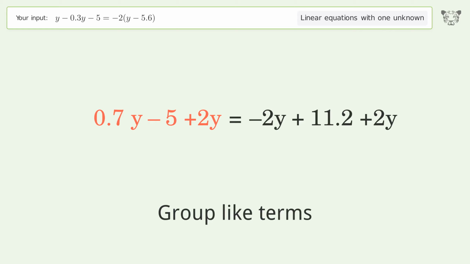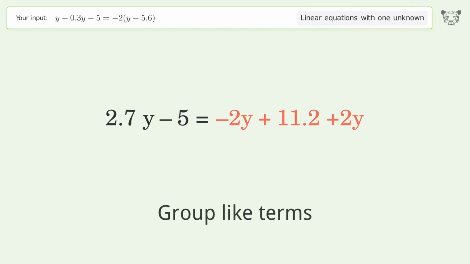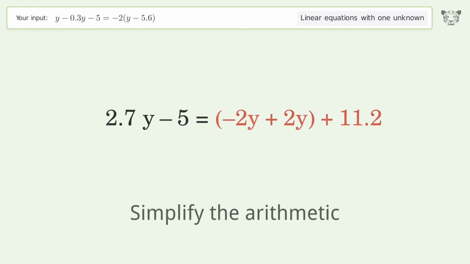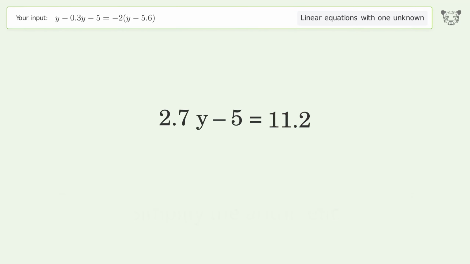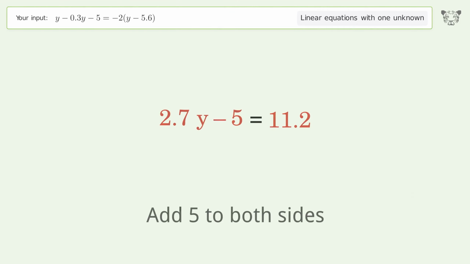Group like terms. Simplify the arithmetic. Group like terms. Simplify the arithmetic. Group all constants on the right side of the equation. Add 5 to both sides.